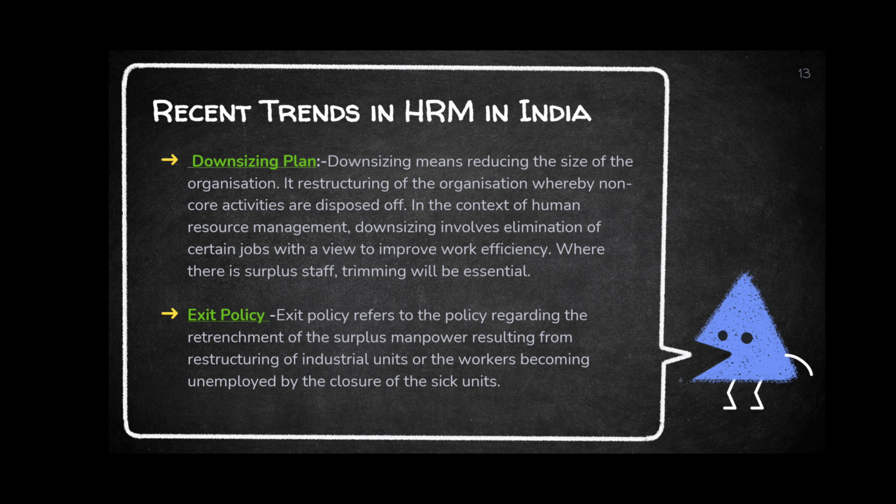Second point is the exit policy. Exit policy refers to the policy regarding the retrenchment of the surplus manpower resulting from restructuring of industrial units or the workers becoming unemployed by the closure of the sick units. So where there is surplus staff, they should be removed so that the company will not incur any extra losses.